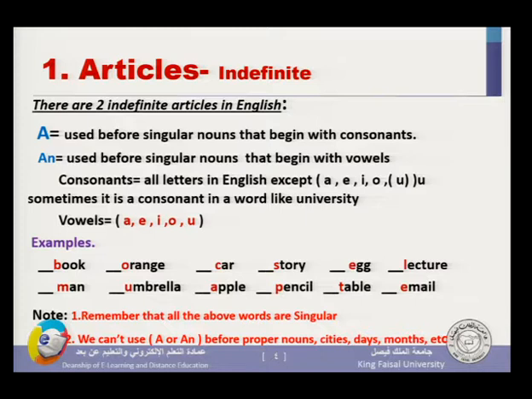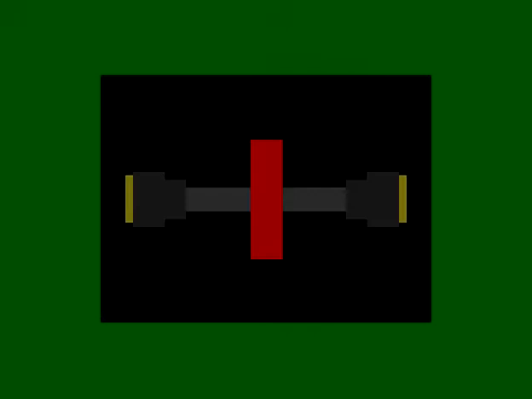Articles, indefinite articles, the A and the AN. In general, A is used whenever we deal with singular nouns. A and AN precede singular nouns. So we say an apple, for example, or a cat, where cat and apple are singular nouns.